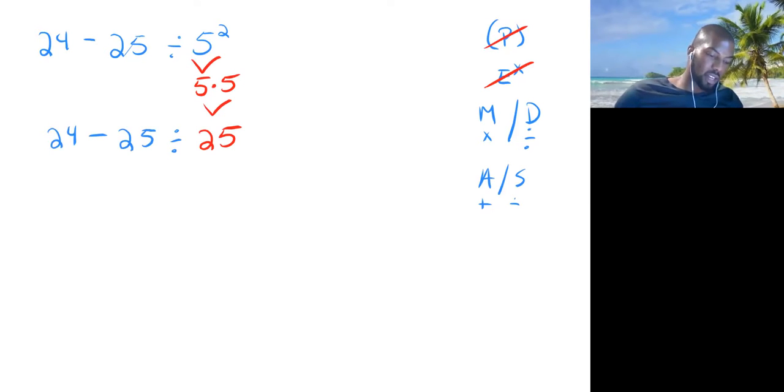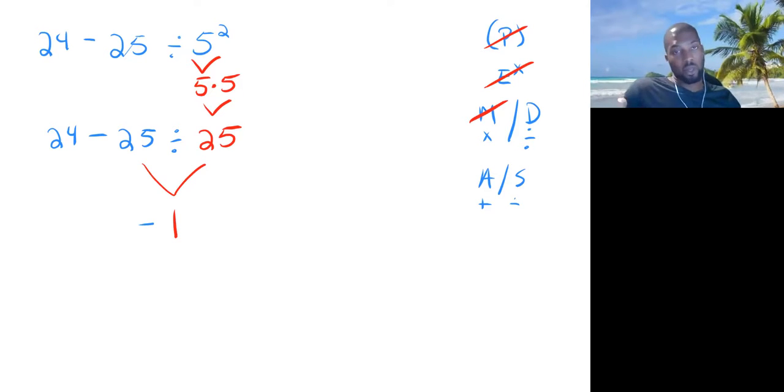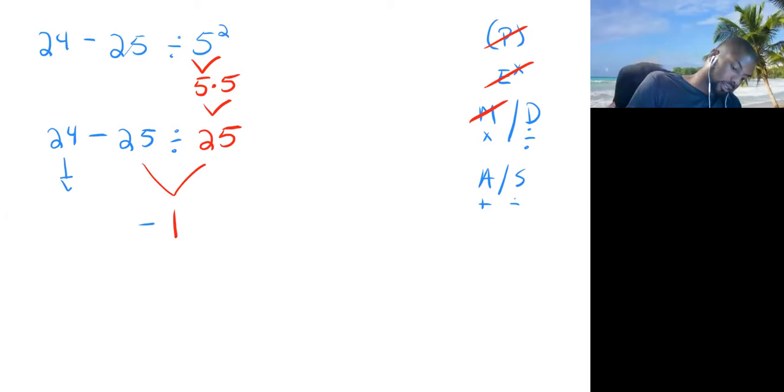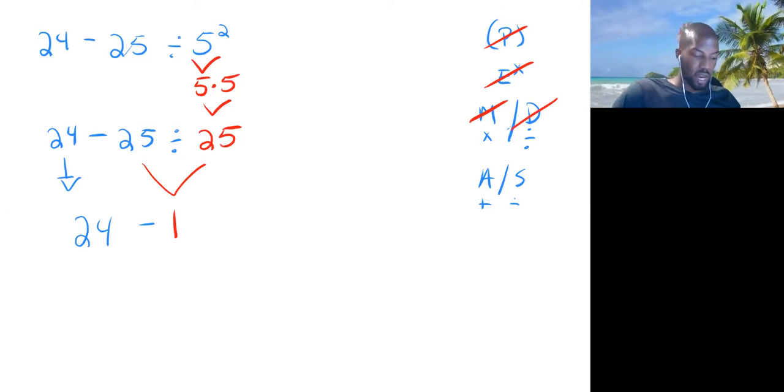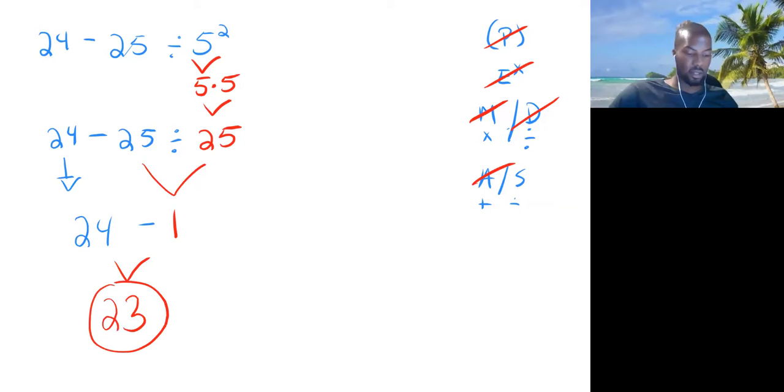My next step is either multiplication or division, whichever one comes first. I have division only, so that's the only one I'm going to do. That's 25 divided by 5, or negative 25 divided by 5. It depends on how you want to do it. 25 divided by 5 is 1. I'm going to keep the negative sign here. Negative 25 divided by 5 would have been negative 1. So either way, you're going to get a negative 1 down there. I'm going to drop the 24. So I've taken care of division. And now I say, do I have addition or subtraction? I only have subtraction. And 24 minus 1 is 23. And that is our answer.